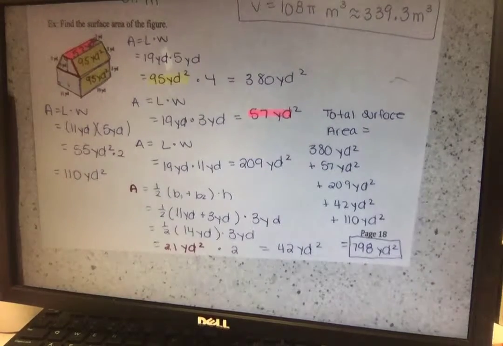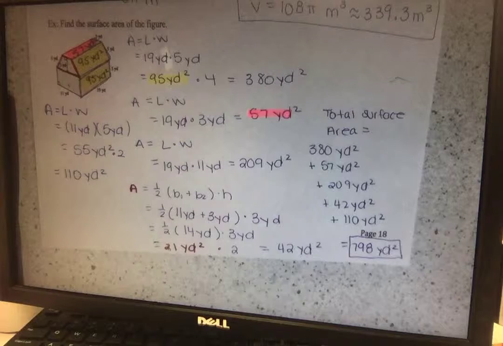So find the area of each face. A lot of these shapes have multiple of the same figures on them, so that's why we multiplied by 4, multiplied by 2, whatever the case may be, and then add up all of the areas together. So this is the notes for 10-5.